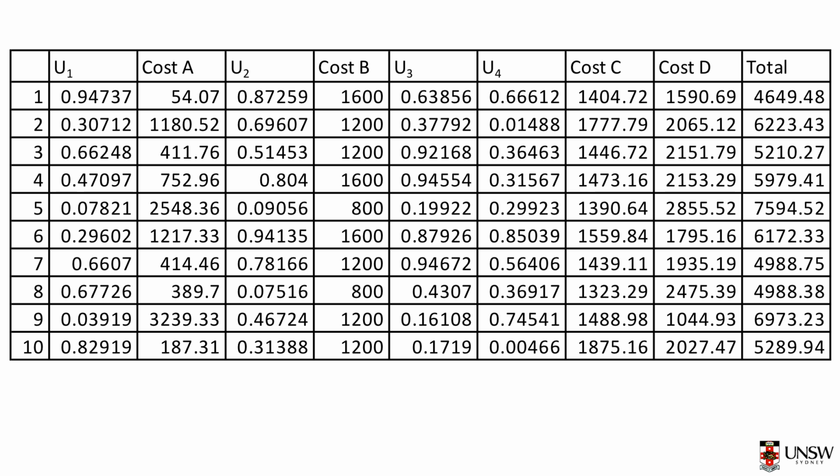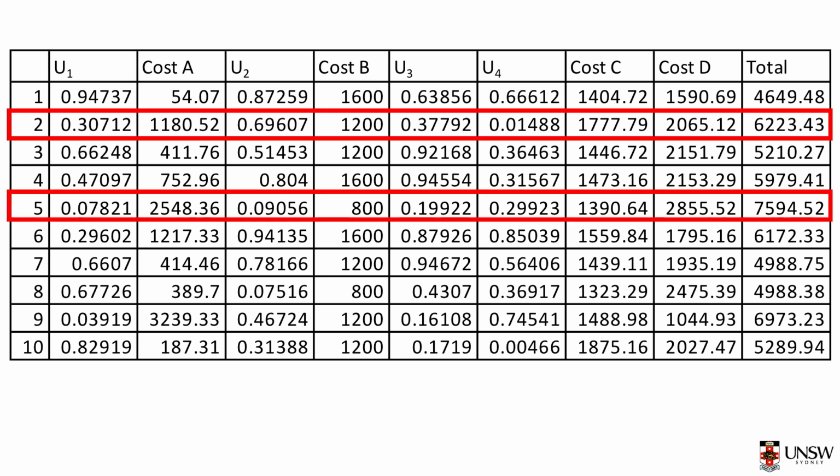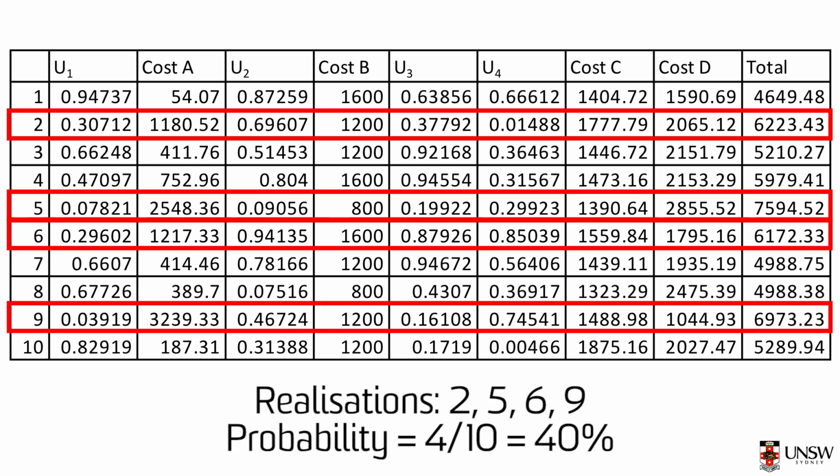The first question is, what was the probability that the project will cost more than $6,000? We can see that this occurs in realisations 2, 5, 6 and 9. So 4 realisations out of 10, which means that our probability is 40%.